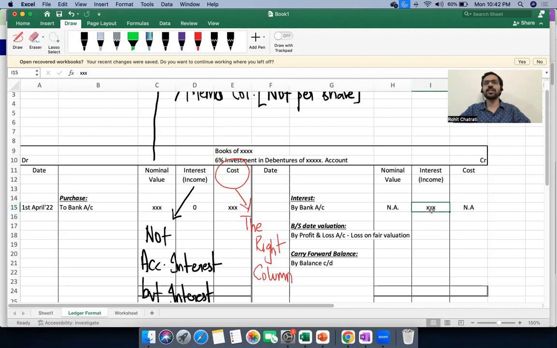How will I calculate this? I will just take the face value multiplied by the coupon rate. Remember, it is not the cost multiplied by the coupon rate. It is the face value or the nominal value multiplied by the coupon rate. That I will recognize as part of interest income.